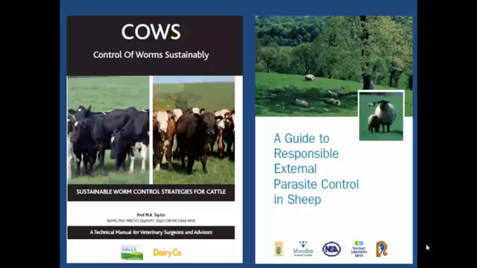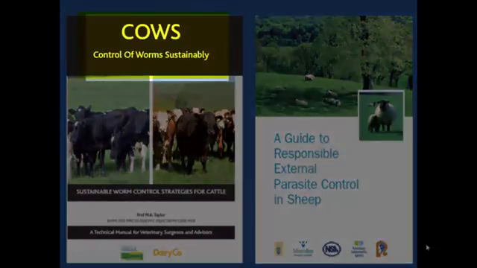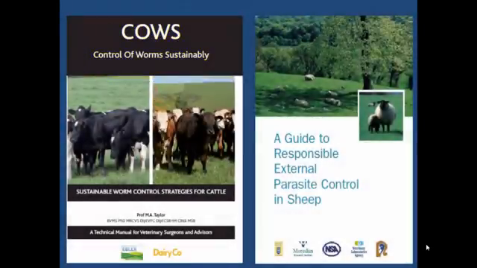The first one selected a buzzword, COWS, which is an acronym for Control of Worms Sustainably. In light of the resistance problems, these manuals are intended to integrate the use of dewormers with other management tools that tend to be more rational than simply relying on drugs all the time.